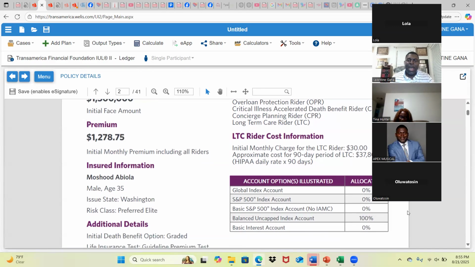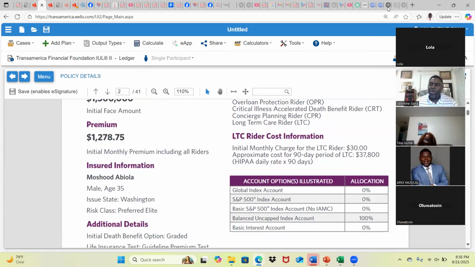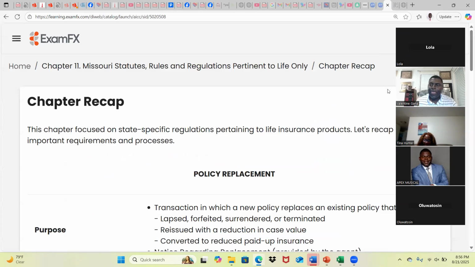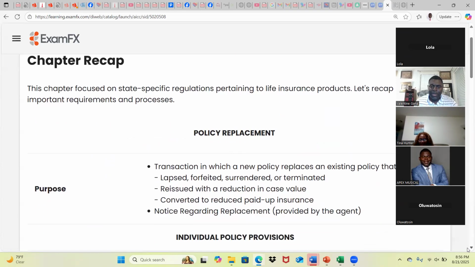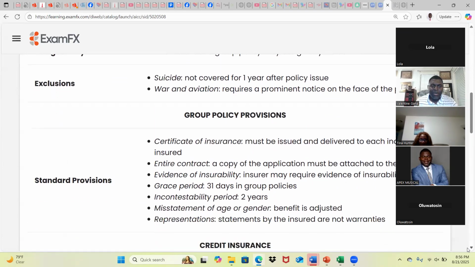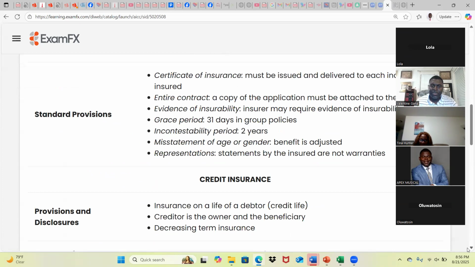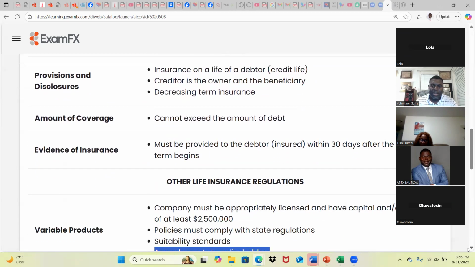All right. So I ran this illustration so that there are some things we're going to come back to and try to bring understanding to what we are doing. All right. So policy replacement, let's see. We had gone further than this. We're going to provisions, misstatement of age, representations. We've done credit life.